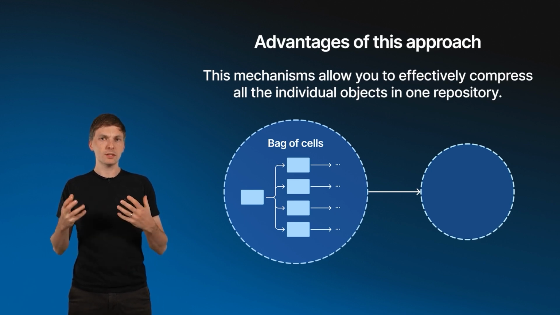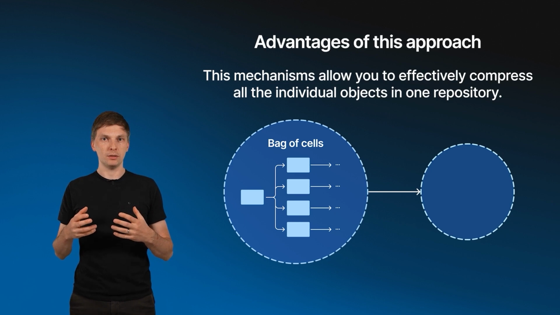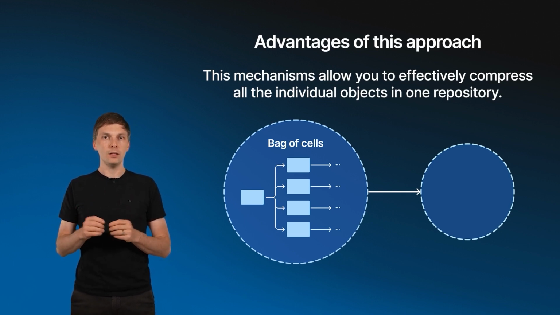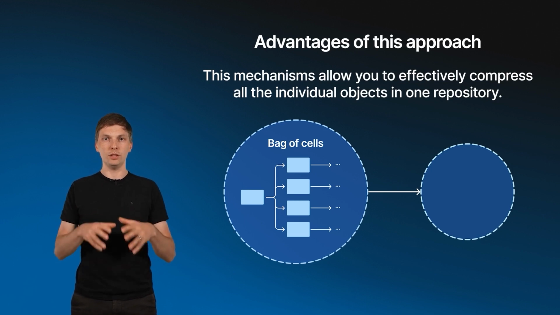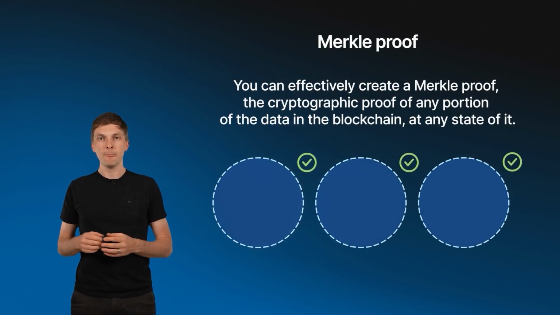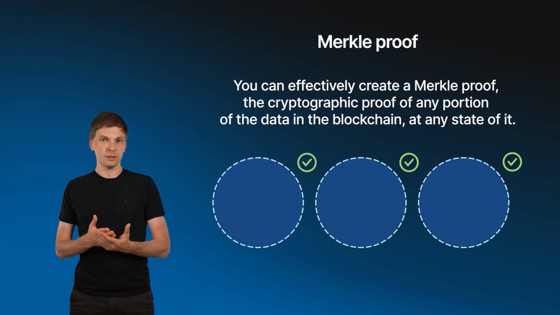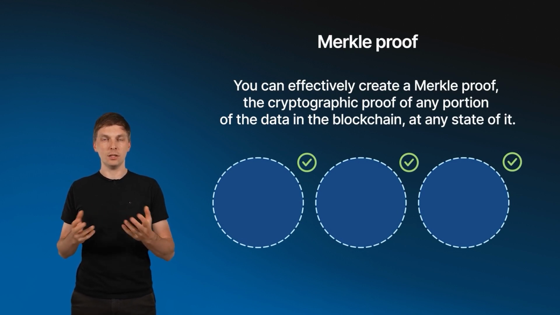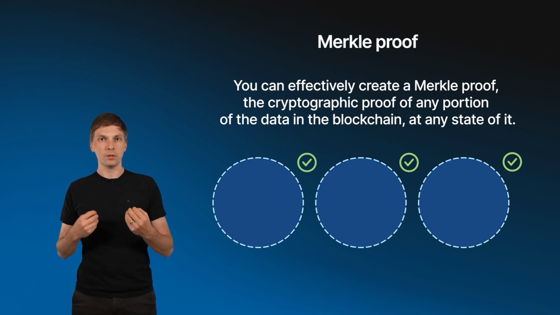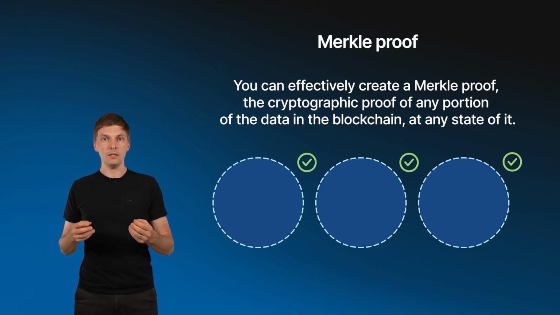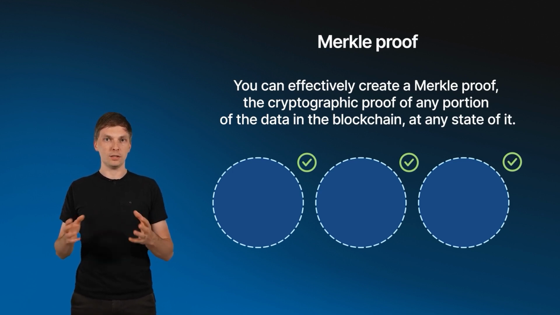Now, this storage model is obviously giving some challenges to the developers, because now you have to split your data in those chunks of 1023 bits, which is slightly less than 128 bytes. And you have to think how flat or how deep you want to build the tree of your data. But the cool result of this design decision is that the entire state of the blockchain can be effectively Merkleized, which means you can create the Merkle proof, the cryptographic proof of any portion of the data in the blockchain at any state of it.